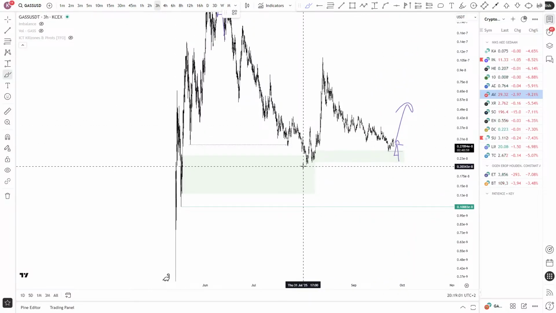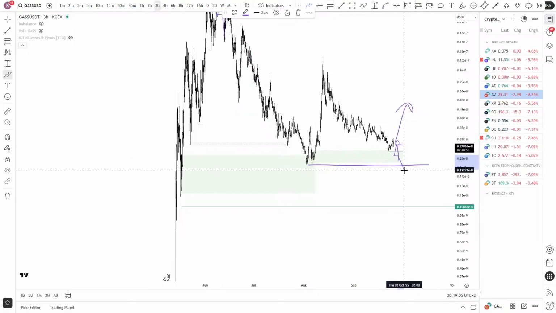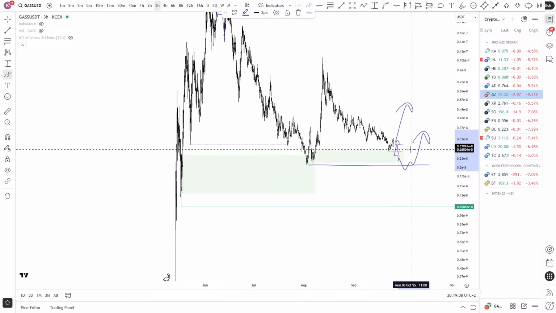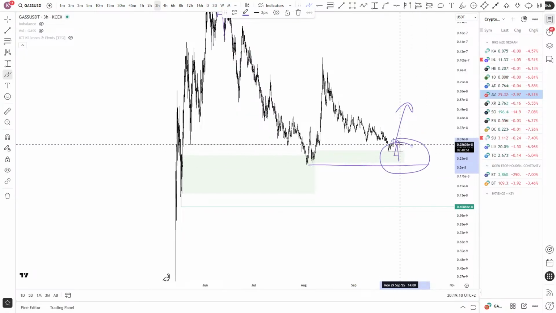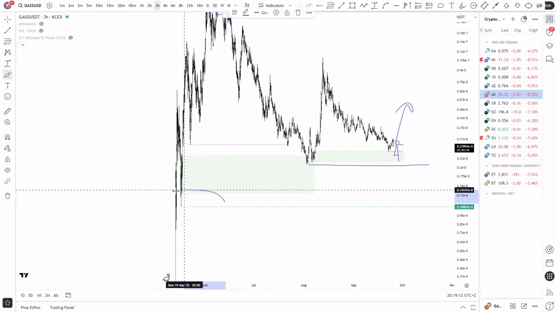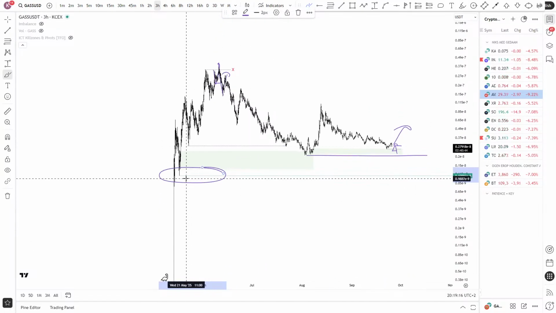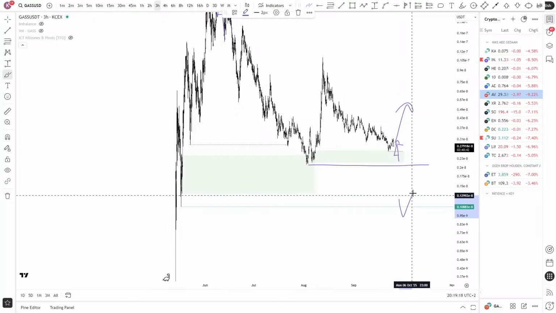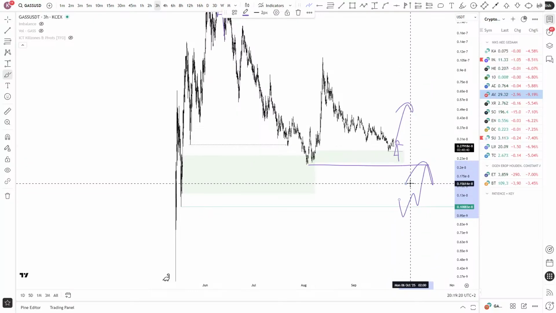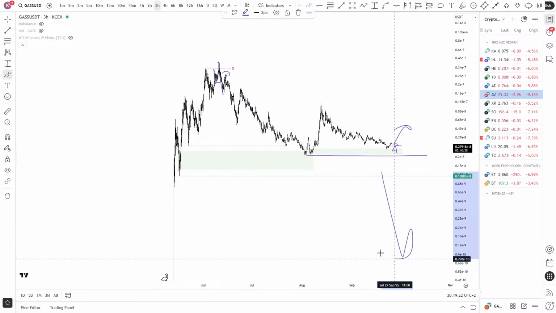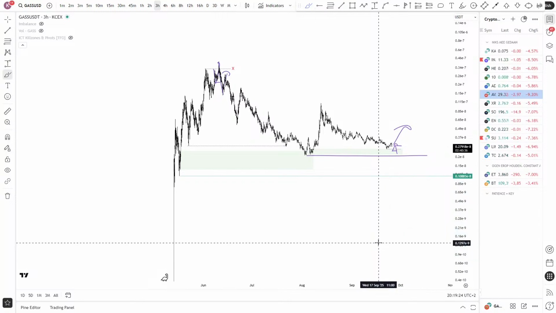If this zone fails, maybe we can get that reaction when we take out this low. If we do not get that change of character that I've been talking about, then we need to look all the way towards this level. And if we take out that liquidity, then we could maybe see a reaction up. But once again, if we don't, then zero it is.